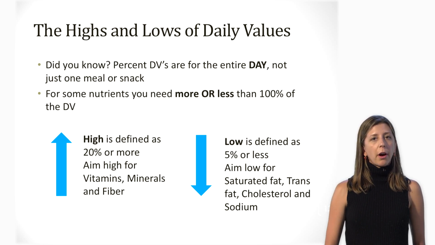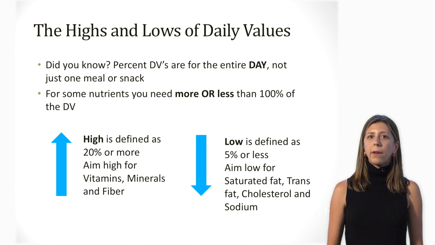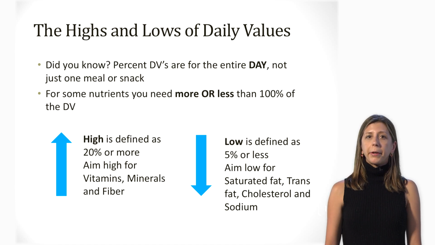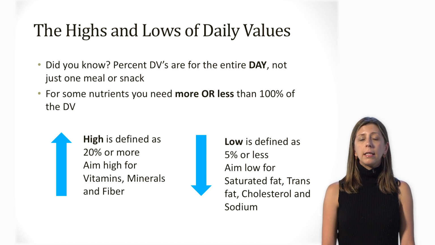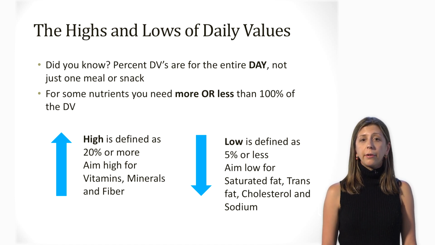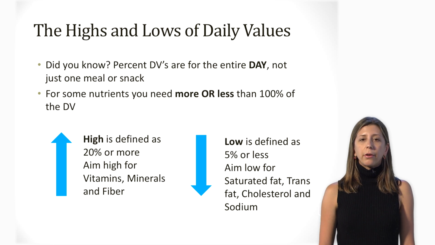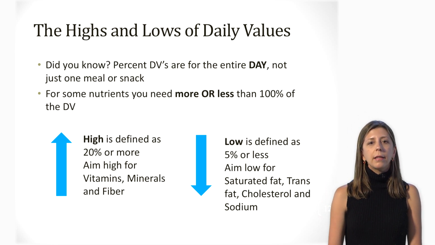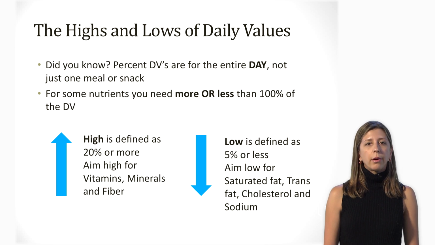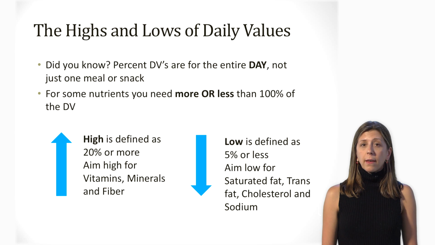So as I mentioned, look for high daily values for calcium, vitamin D, fiber, etc. Where do you want to look for low for a daily value? Well, low is technically defined as 5% or less. You want to aim low for nutrients like saturated fat, trans fat, cholesterol, and sodium. Why is that? Well, we know again from scientific research that some of these nutrients are linked to adverse health conditions like heart disease or pretty much anything else. So certainly you want to aim low for that.